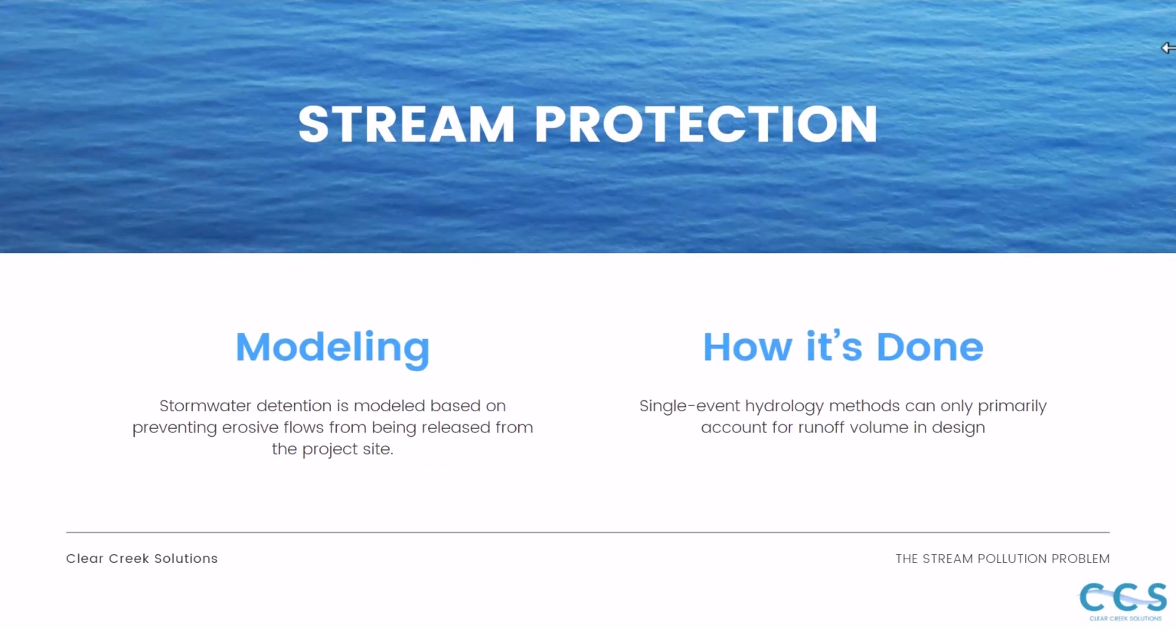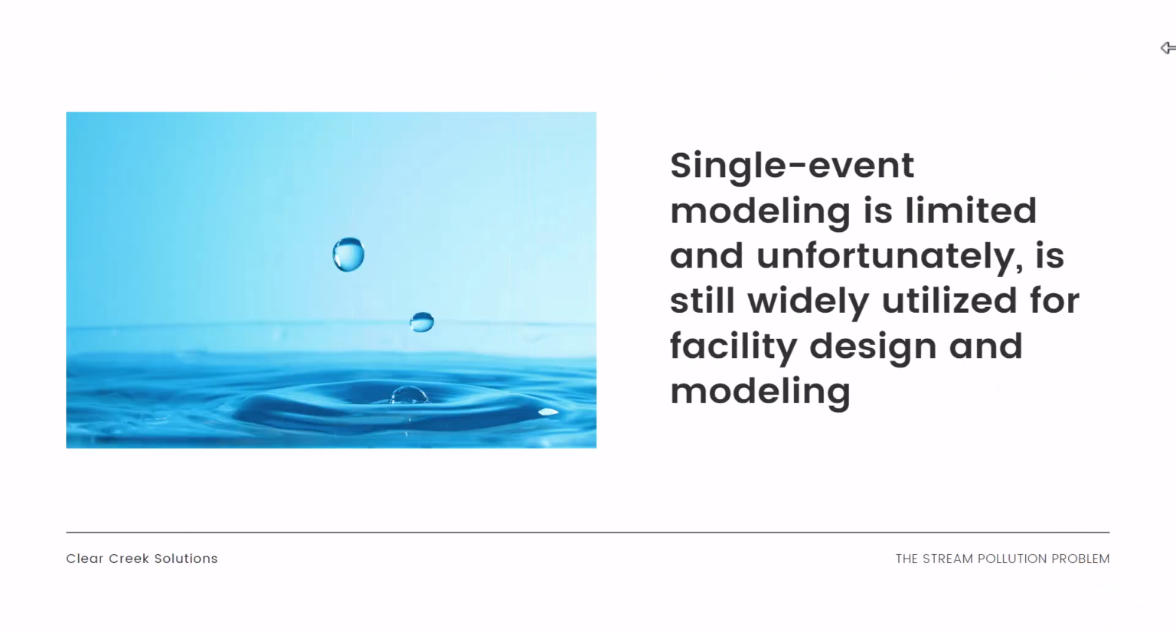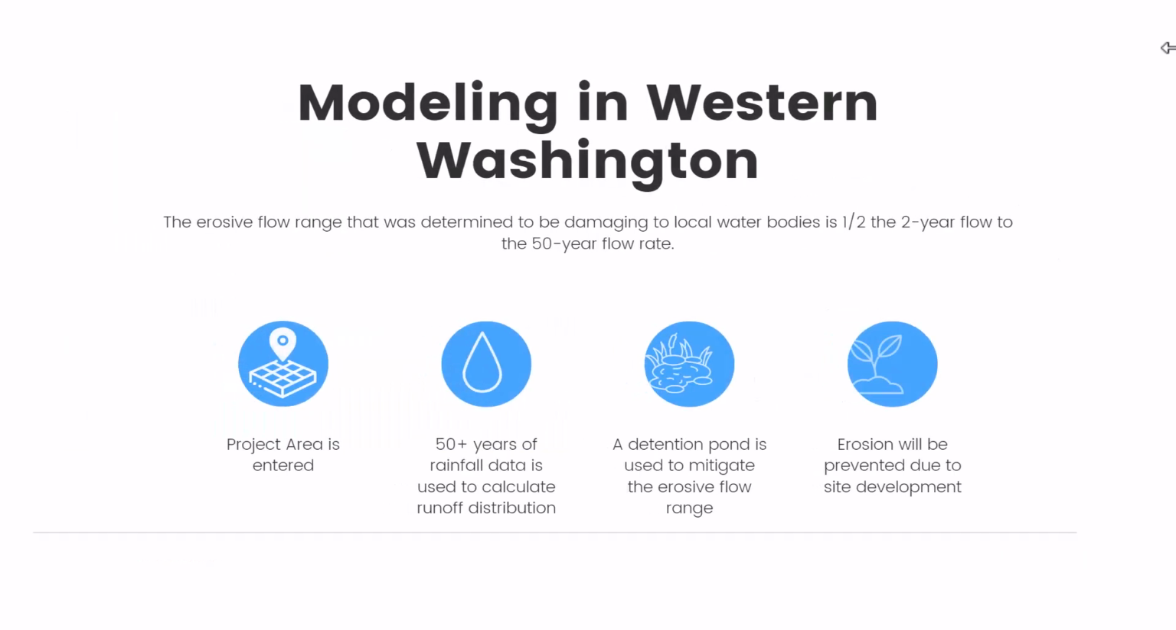So for stream protection, we can do it through modeling. Stormwater detention is modeled based on preventing erosive flows from being released from the project site. And how is this done? Well, there's a couple of different forms. One form is single event hydrology methods, which can only primarily account for the runoff volume in a design and not the release rate to the stream. So single event modeling is limited and unfortunately is still widely used for facility design and modeling across the world and across the country. And it's a very limited methodology when we're tackling these things.